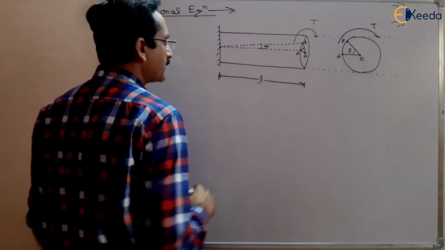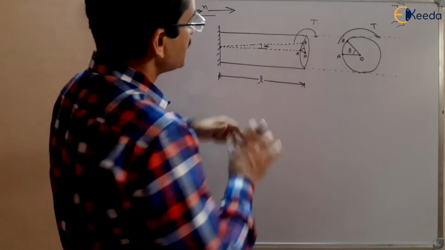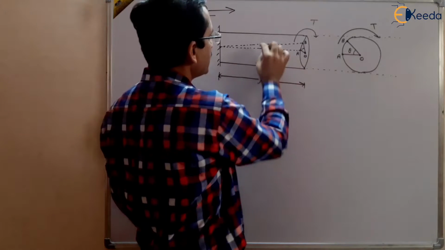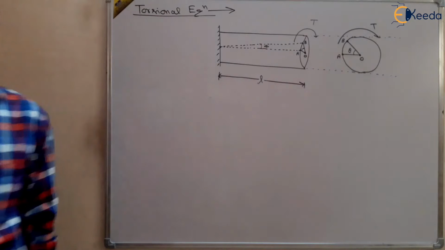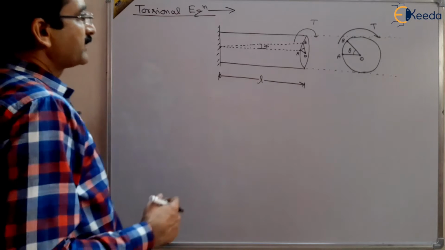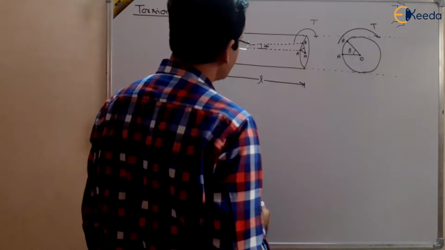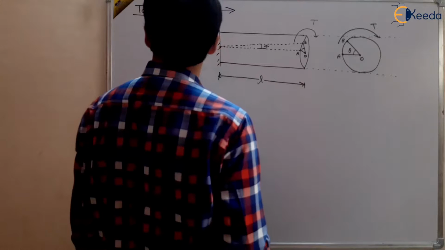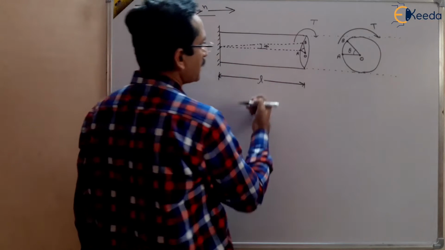So there is a twist, angle of twist theta, and this phi is the shear strain developed at any length L, right? We have already studied that when shearing is there, a shear strain is developed, which is given by tan phi, and because tan phi is nearly equal to phi for small angles, we can write phi instead of tan phi. And we want to find out the shear equation or torsion equation.